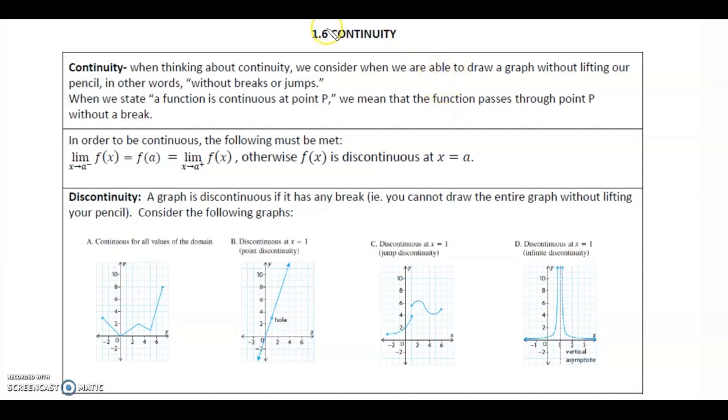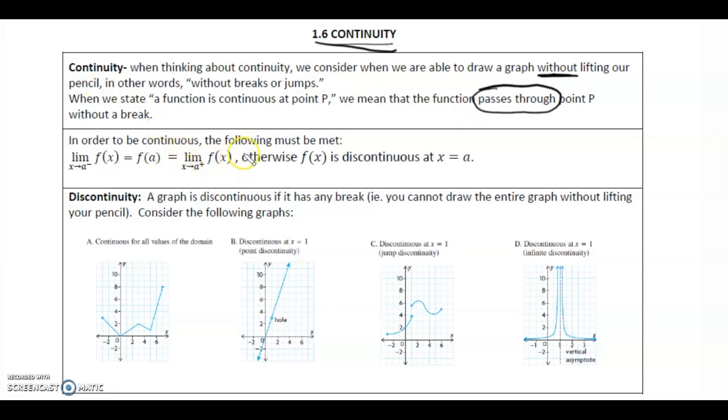So 1.6 continuity. Okay, so what is continuity? When thinking about continuity, we consider when we're able to draw a graph without lifting our pencil. In other words, there's no breaks or jumps in the graph. When we state a function is continuous at point P, we mean that the function passes through point P without a break. Okay, so passes through that point.